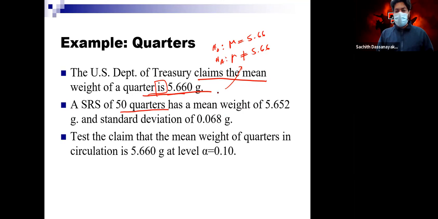We have 50 quarters. So what is your n? n is 50. The mean weight is x bar. The standard deviation is based on this sample, so this is your S. Just forget about the units, grams. Test the claim that the mean weight is this much at level alpha, which is this much. Since it is a two-tailed test, you have to consider alpha over 2.